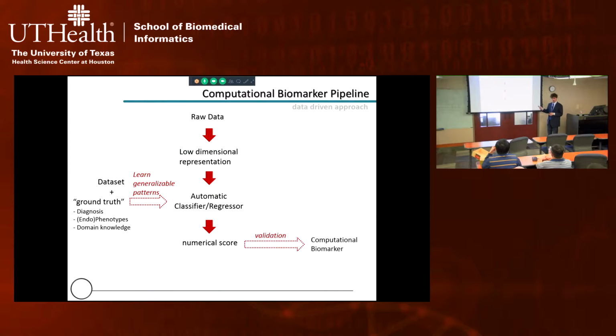The other very important aspect is the validation process. Once we get the numerical scores, before we can really call them computational biomarkers, we need to test things like repeatability, specificity, and sensitivity, which is very important. We don't want something that works on everything, because nothing works on everything.